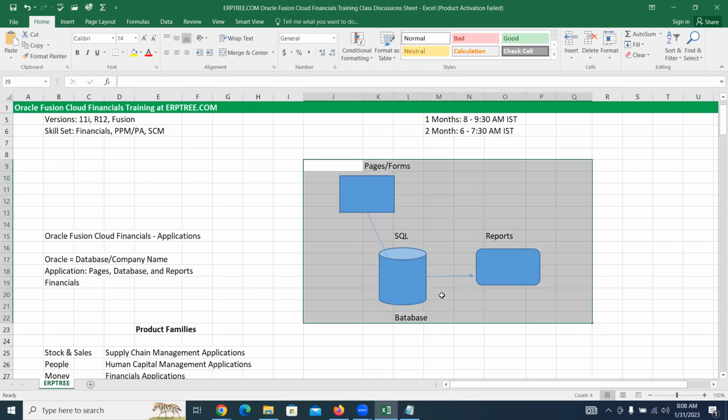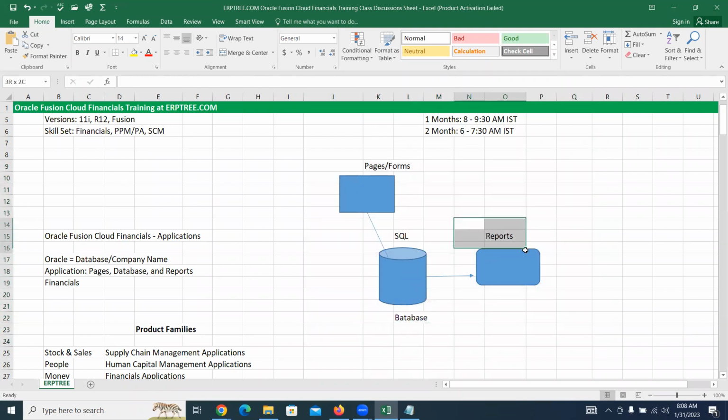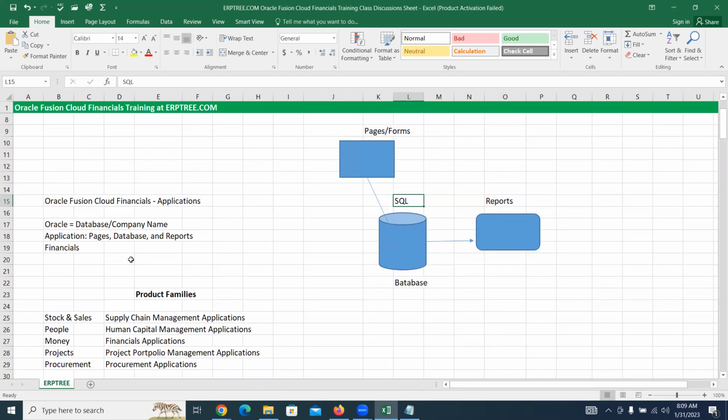The collection of database reports, forms or pages put together we call an application. With the pages, you can input data into the database and you can create the output, nothing but reports, based on the data which is available in the database. If you don't have a concept called pages or forms, we always have to interact with the database with the SQL language, structured query language. SQL stands for structured query language.